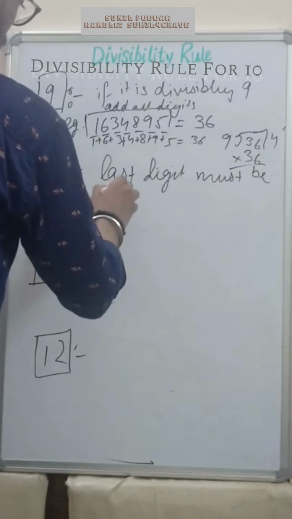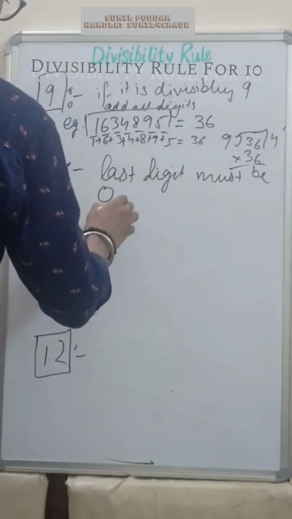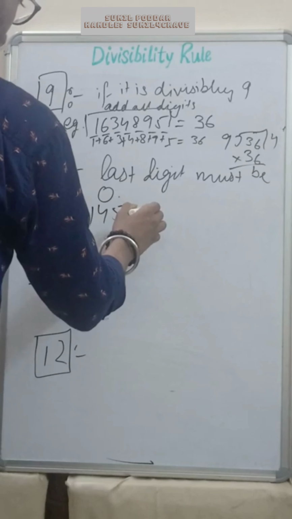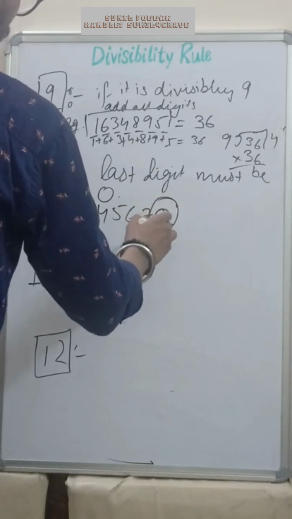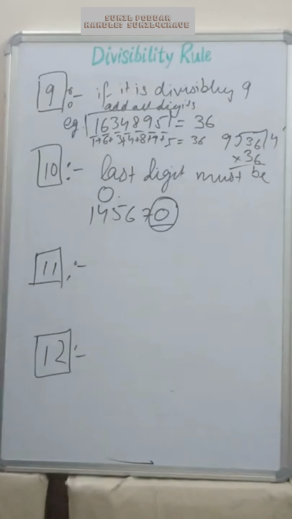For 10, the last digit must always be 0, then it is divisible by 10. Now we come to the divisibility rule for 11.